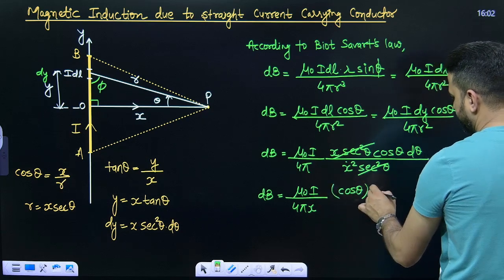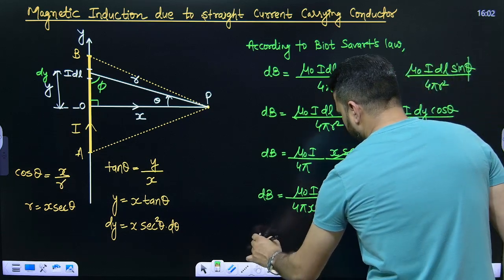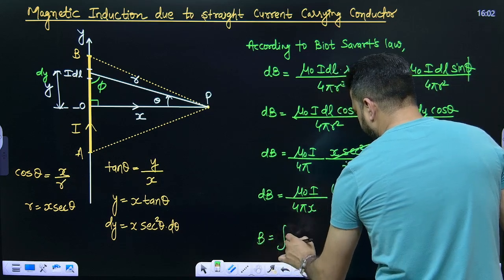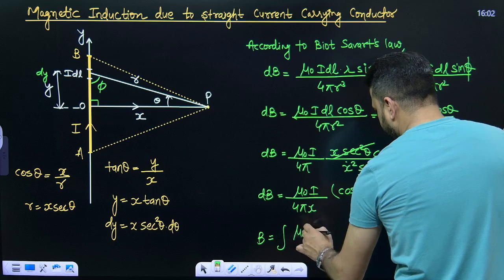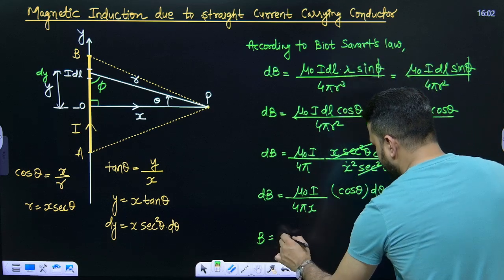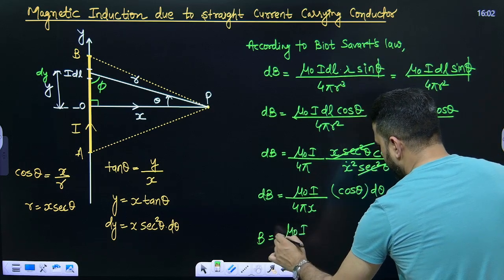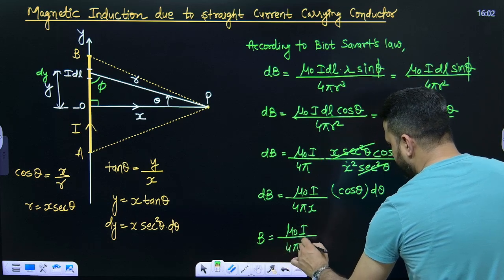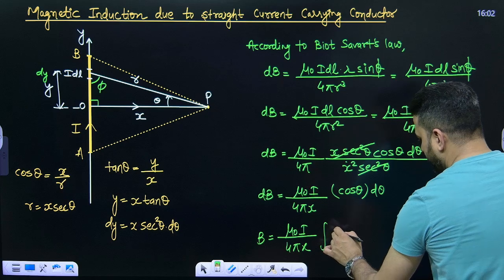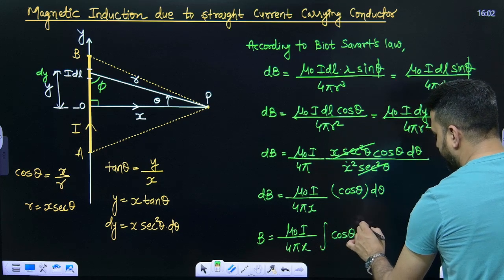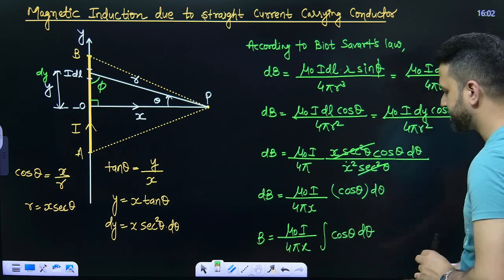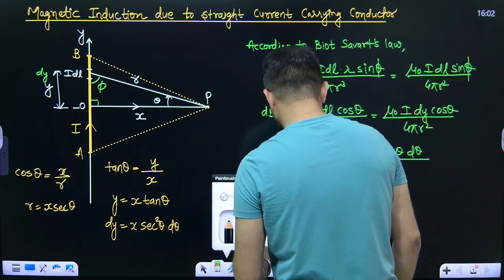and d theta. So now to get the complete magnetic field, we have to integrate mu naught I upon 4 pi x cos theta d theta, integrating over theta. Let's decide the limits now.